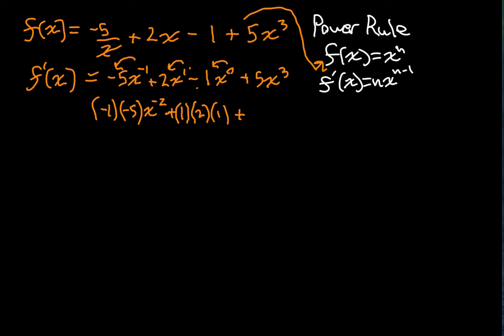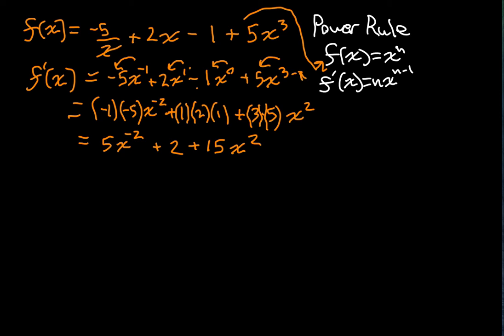So 5x cubed now, we pull the 3 over. This is going to be 3 times 5. I might as well be consistent with my use of parentheses. Times 5 times x to the 3 minus 2, right? We have to subtract 1 there. I gave away the answer. That's going to be times x squared. All right, we can simplify this further. This first term is going to be 5x to the -2nd power plus 2 plus 15x squared.